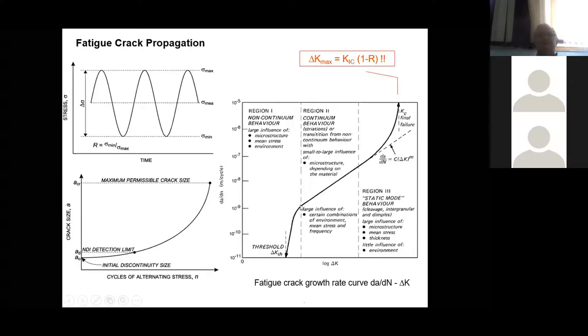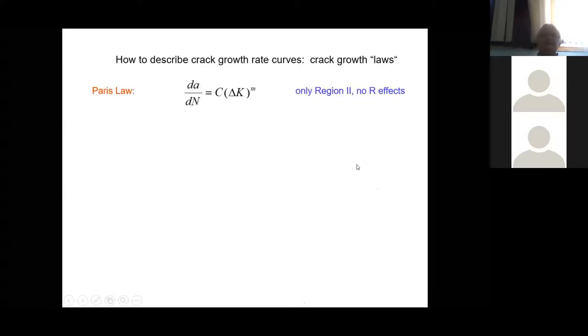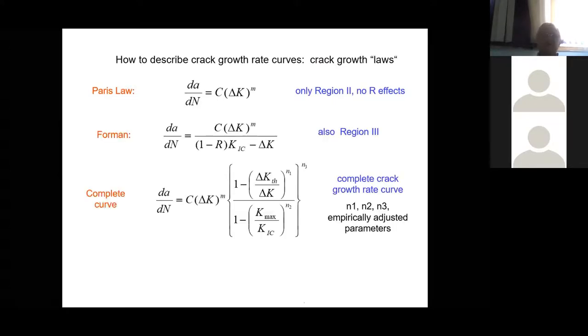This region 2 is actually by far the most important for us, because region 3 is already leading to the final failure. We don't want to get into region 3. And as I told you, region 1 is treated as a crack initiation phase. So what we focus on is Paris law and this region 2. And here we have that statement also written. But then again, if we want to consider region 3, if we want to consider the whole curve as shown before, we can use some modifications, which are always more or less following the basic idea of Paul Paris.